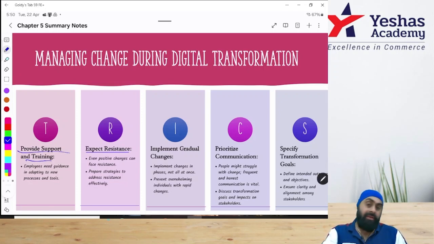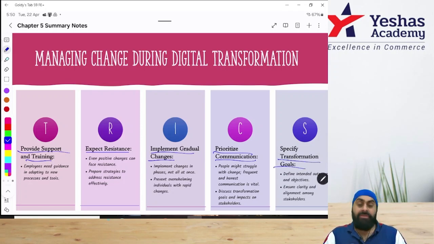They will not be ready to accept the change like this. They will resist. Implement gradual change. Don't bring a change suddenly. Step by step, bring the change so that people can adapt to that change and work on that change. Prioritize communication. How to communicate and how to work on it is very, very important.